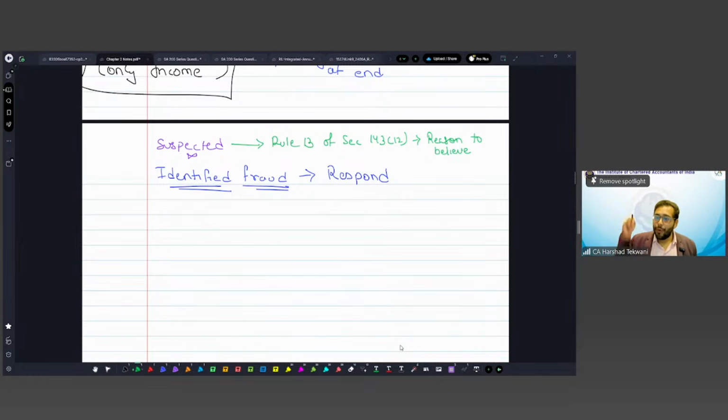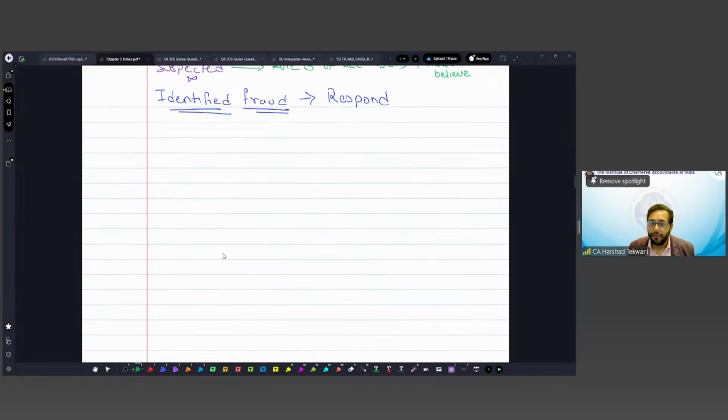Over there, the Act places a responsibility on the auditor to report the fraud when he has reason to believe, not actually identified, but he has a suspicion. If he suspects there is a fraud, that's why we use the term suspected and identified fraud. Because the auditor's responsibility is not only linked to the identified fraud, but also to the suspected fraud. Section 143, subsection 12, Rule 13. The term reason to believe also requires us to report or respond to the fraud.